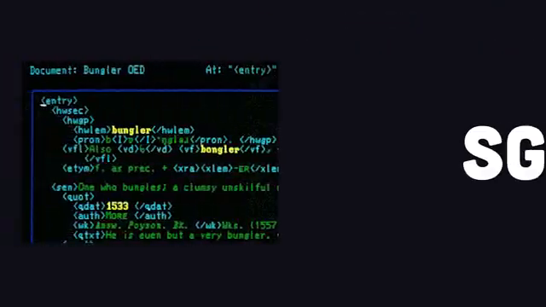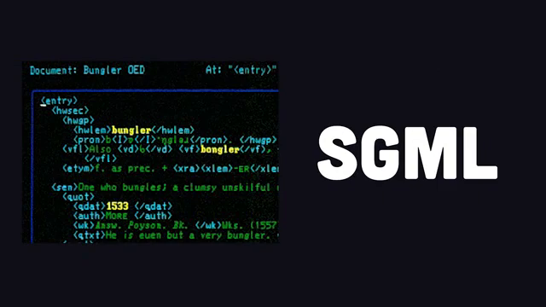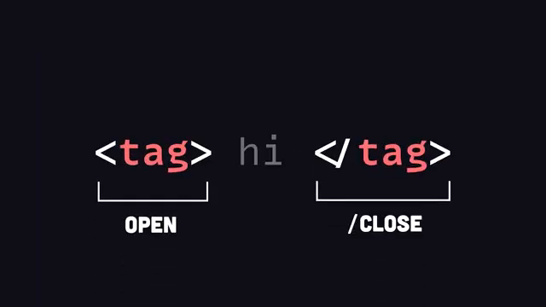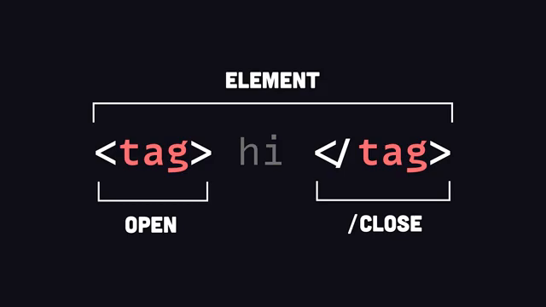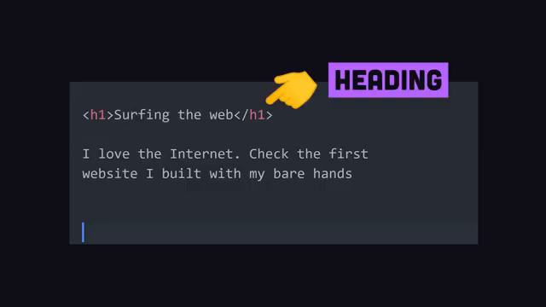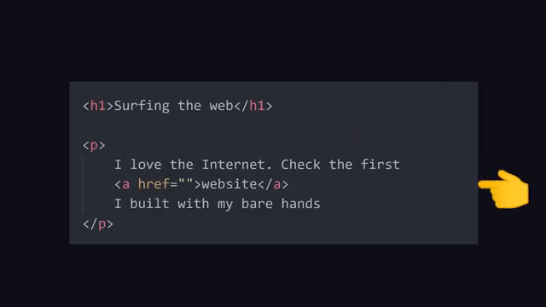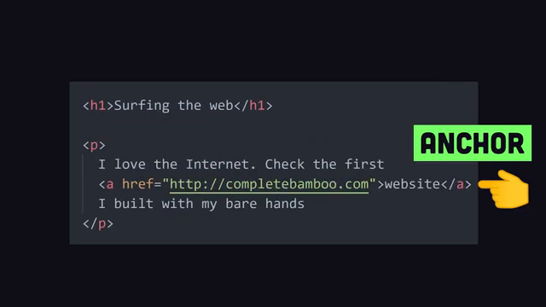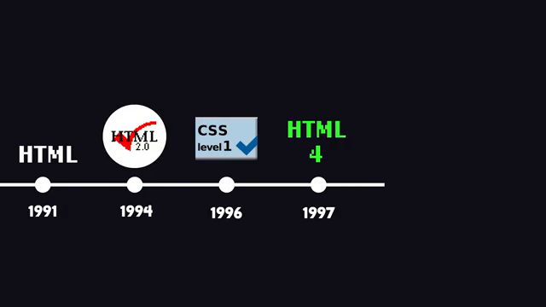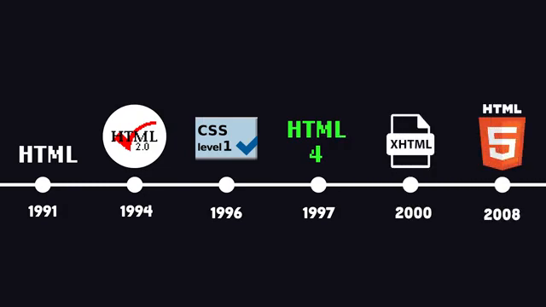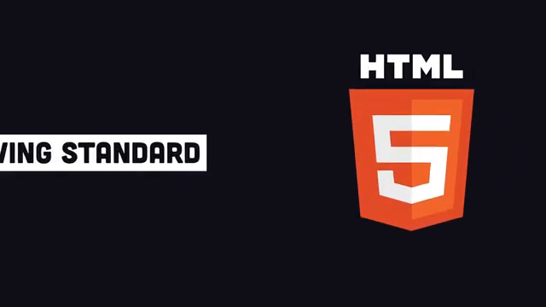So he chose a syntax based on the standard generalized markup language, which uses opening and closing tags to provide meaning to otherwise unorganized text, like H for heading, P for paragraph, and most importantly, A for anchor to link to a different web page. The language underwent many changes during the initial rise of the internet and was standardized as HTML5 in 2008, the version we know and love today.